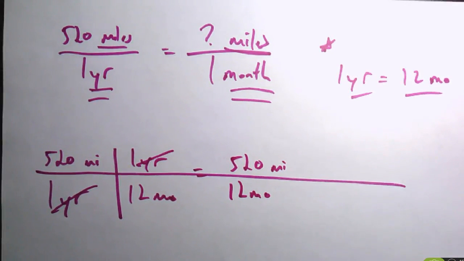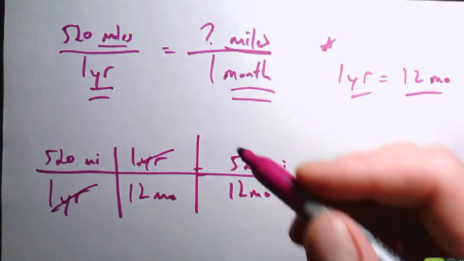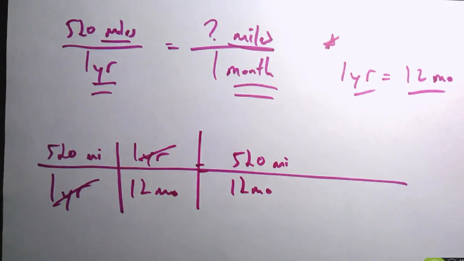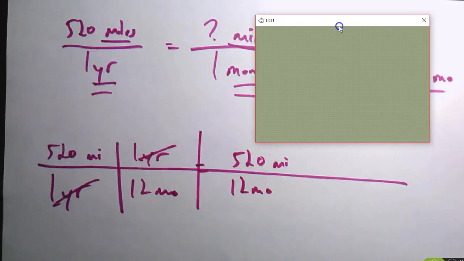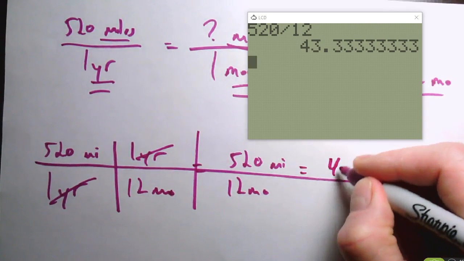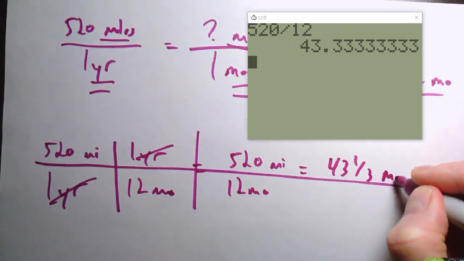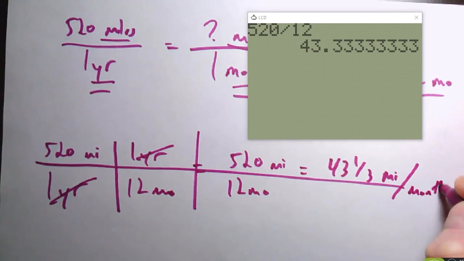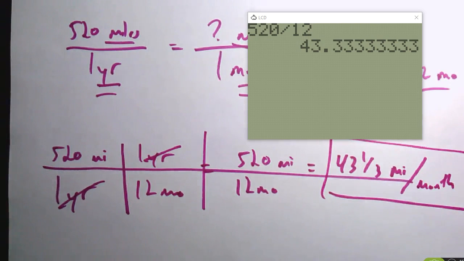And what I'll do then is I'll divide that because that's what's going on here. So I'll get my calculator out. I could do it by hand, but we're going to use calculators. So 520 divided by 12 gives me 43.3 repeating, which is really 43 1/3 miles per month. There we go.